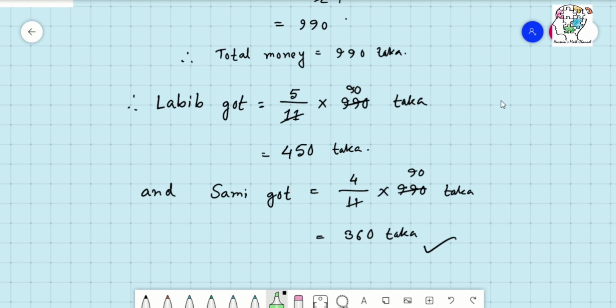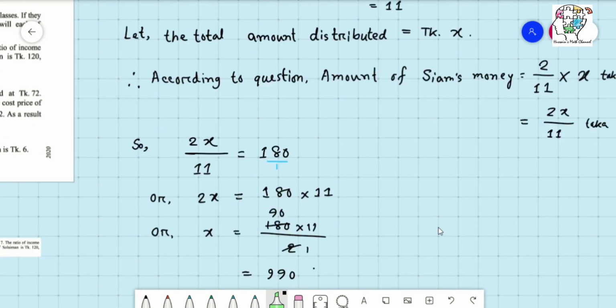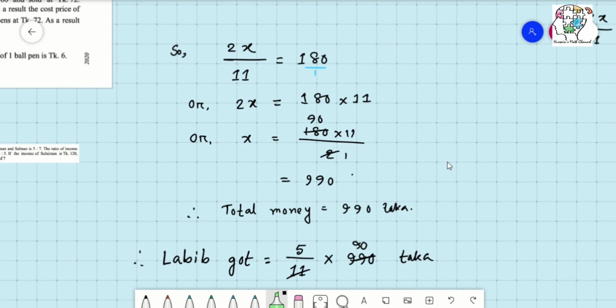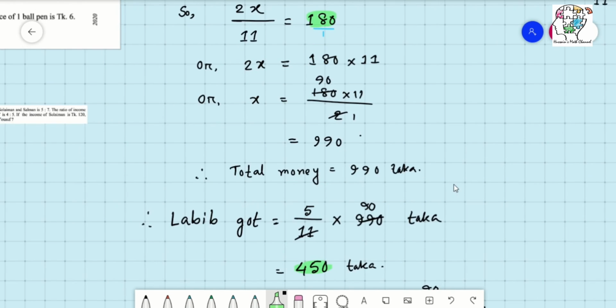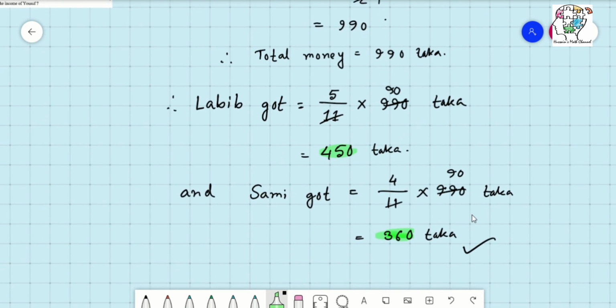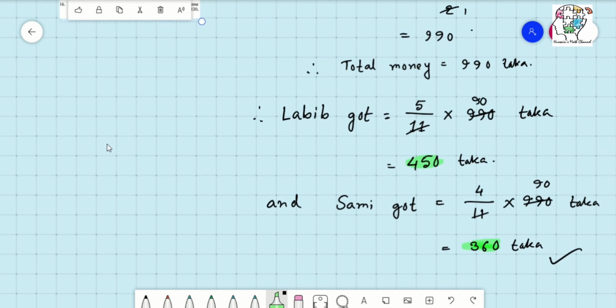Now if you add this 360 taka with this 450 taka and also with the amount of money which is gathered by Siam, if we add all this money we will get 990 taka. So this is the answer. I hope you understand. Now we will move on to our next question, question number 16.